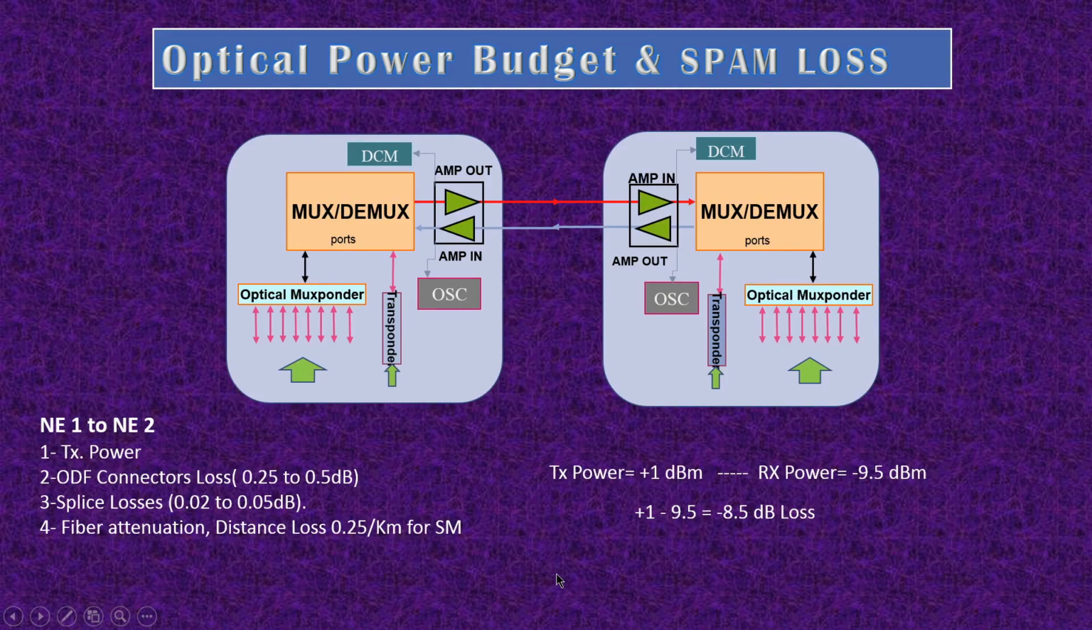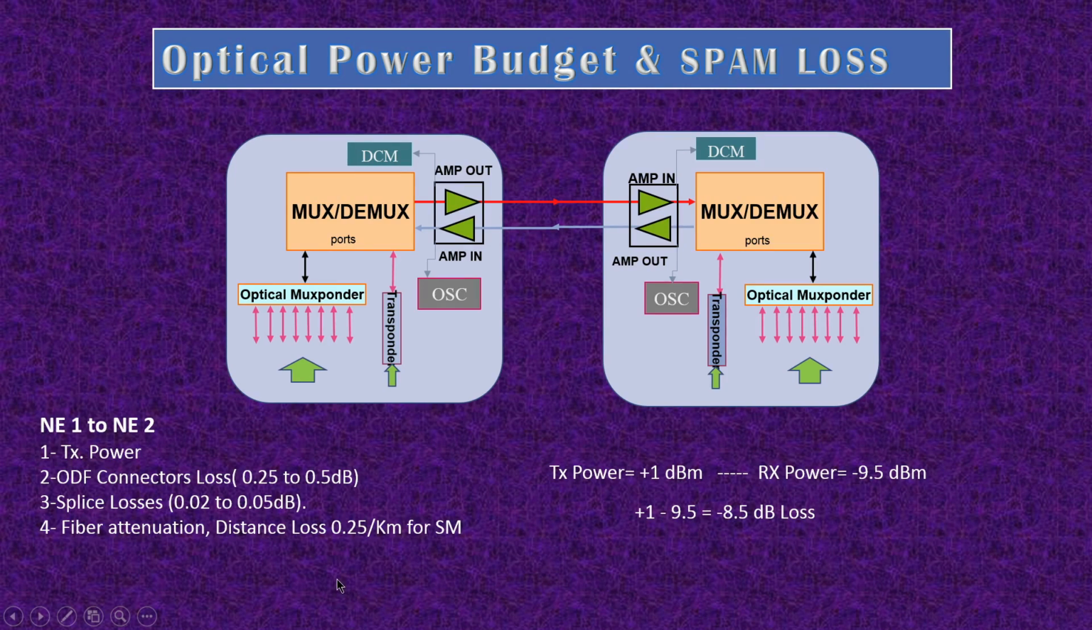What is the span loss? The DWDM. What is the power budget for the link in optical network? Optical power budget and span loss have close relations. For the span loss, we just check the TX power from one end. For example, if it is plus 1 dBm and the other end receive power is minus 9.5 dBm, so plus 1 TX power minus 9.5 is equal to minus 8.5 dB loss. So this minus 8.5 dB loss is called span loss.